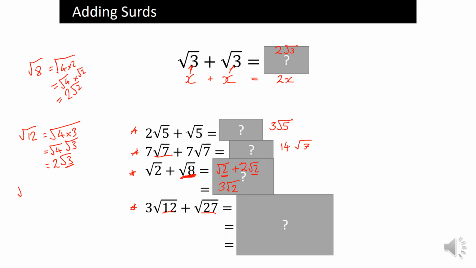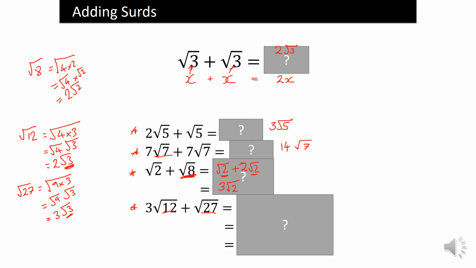So now let's do 27. So 9 is a factor of 27 and also a square number. So we use 9. That gives us root 9 times root 3, which is 3 root 3. So now we can see we've got a root 3 in both, which is a really good sign. So let's substitute those back in.